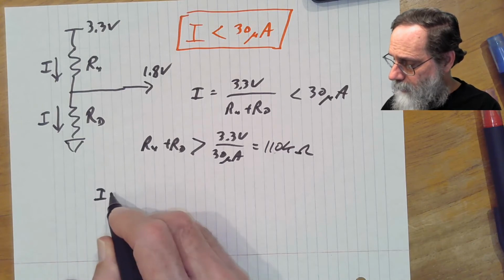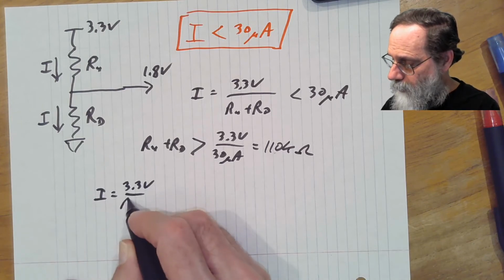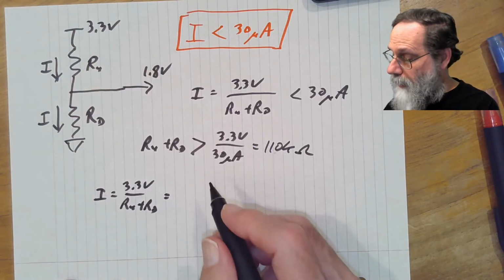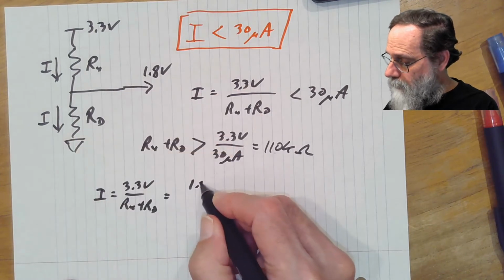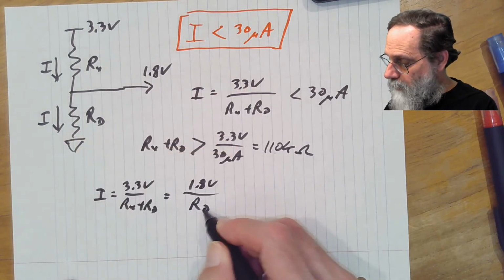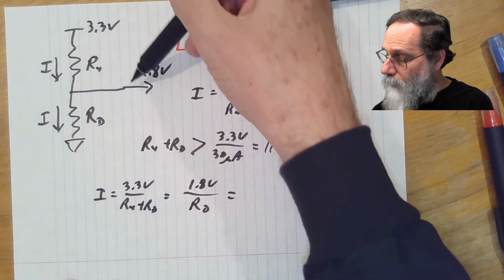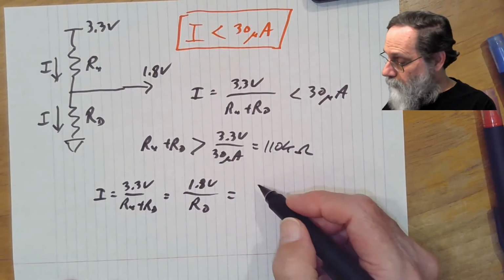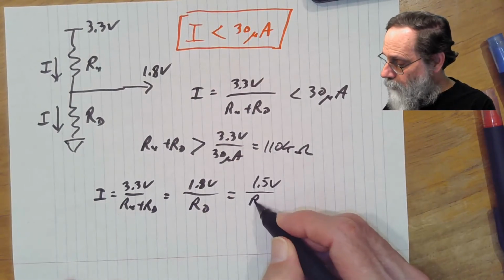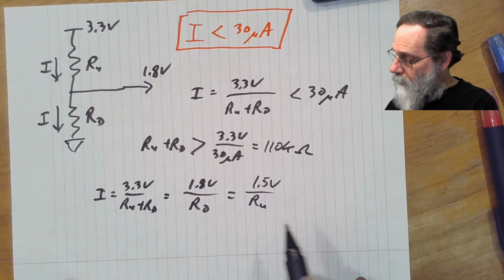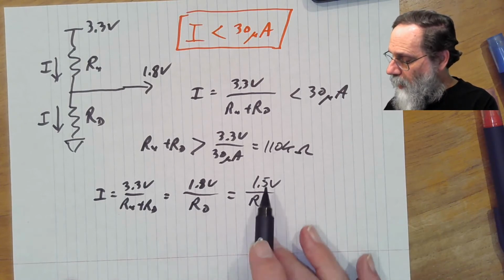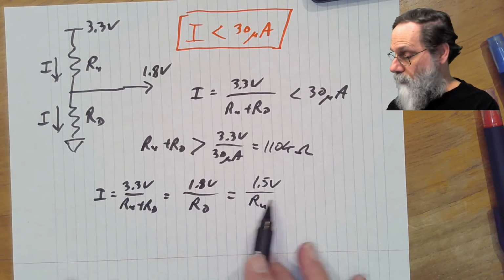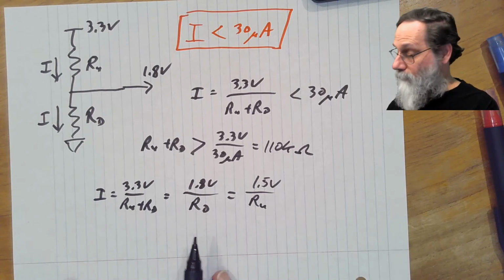We know that I is 3.3 volts over RU plus RD. But we can also look at just this single resistor on the bottom and say, well, that's 1.8 volts over RD. And how much voltage is there across RU? We have 3.3 volts minus 1.8 volts. That's 1.5 volts. So we have 1.5 volts over RU. So this tells us that RU to RD is going to be a 1.5 to 1.8 ratio, just in order to have the same current.